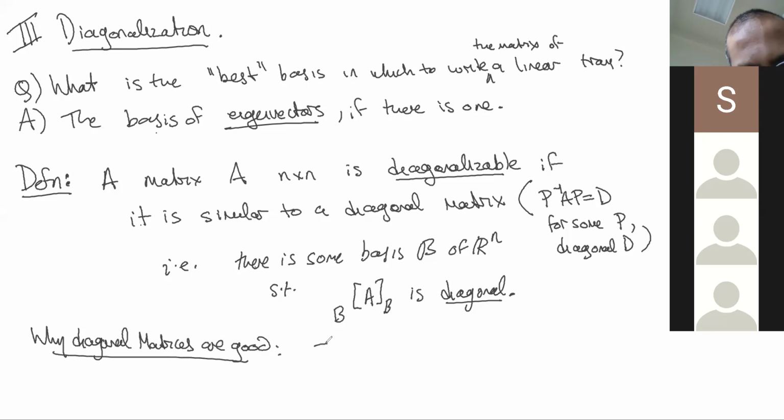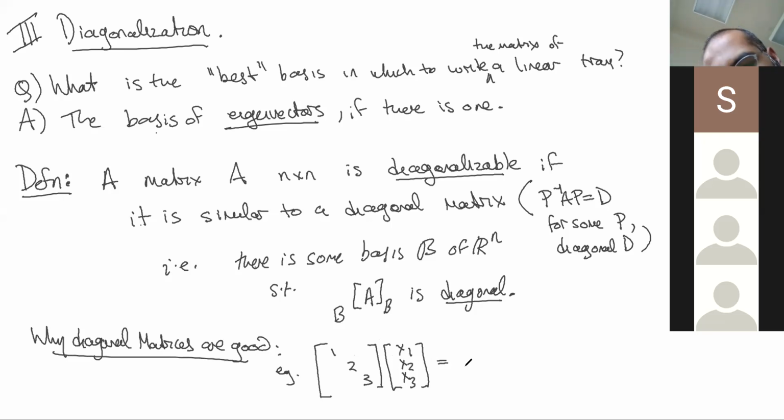Well, let's just look at what a diagonal matrix does to a vector. So this is a diagonal matrix. If you multiply it by a vector x1, x2, x3, well, it just does something very simple. It multiplies each entry by a number separately. So you get x1, 2x2, and 3x3.